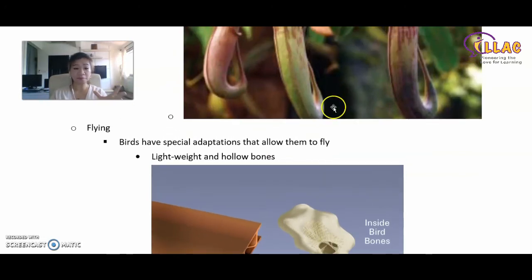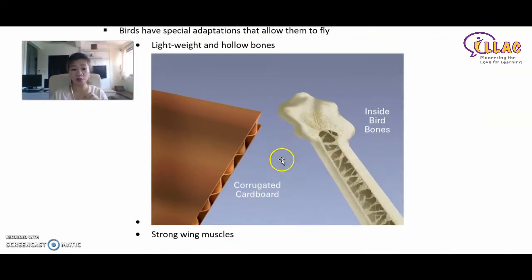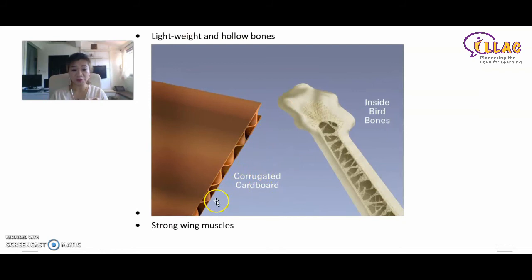Flying is another kind of special adaptation. In order to fly, birds need lightweight and hollow bones, just like the corrugated board you see over here. This is inside of the bird's bone. Very, very hollow, very, very light, which is why humans can never fly. Humans' bones are very dense.